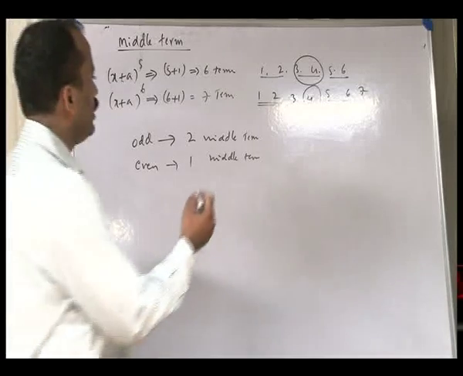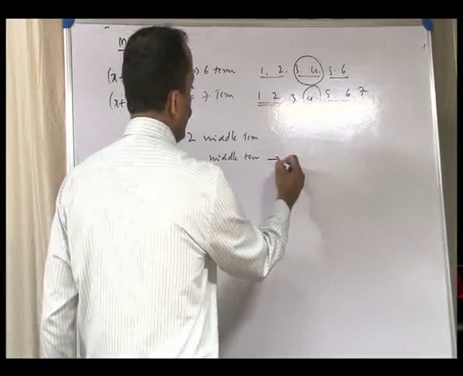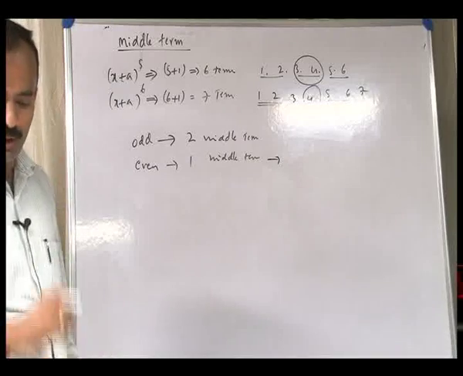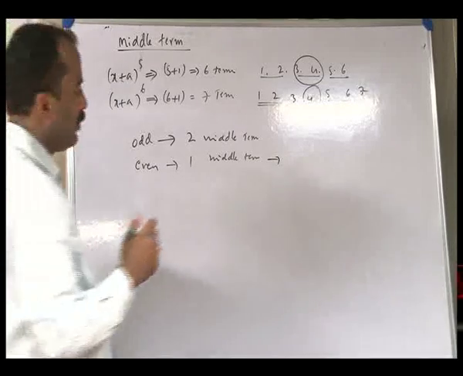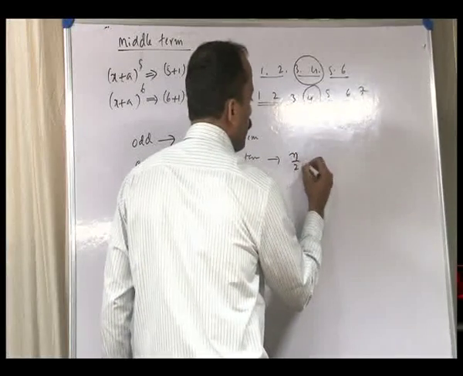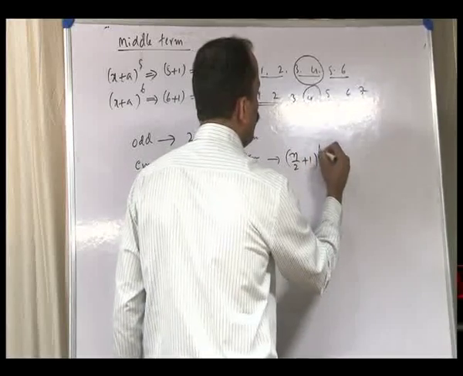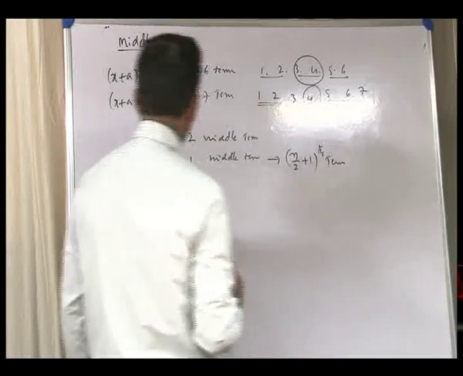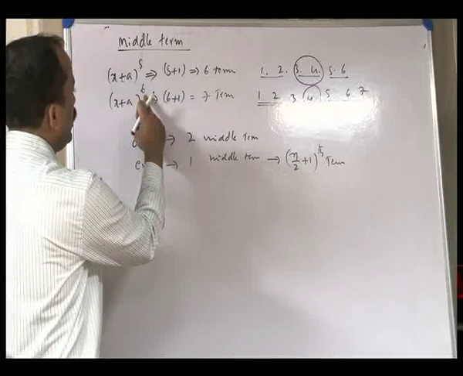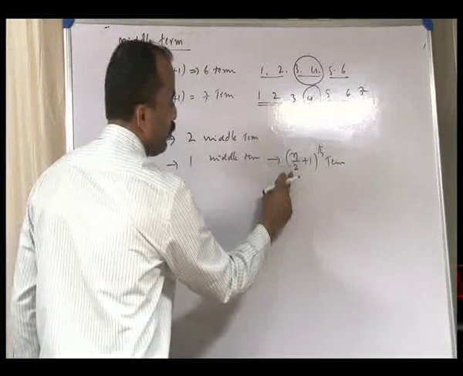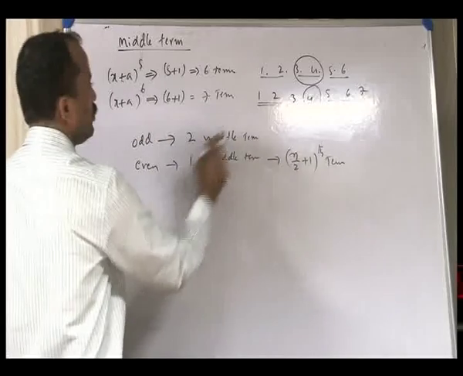Actually, here if the power is even, the (n/2 + 1)th term is the middle term. What is the n value here? 6. 6 by 2 is 3. 3 plus 1 is the 4th term, which is the middle term.